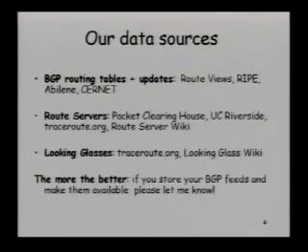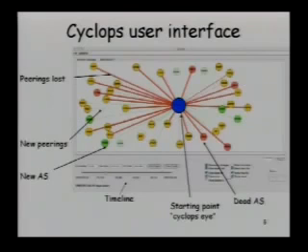The data we use to do this is public data. We use BGP routing tables and updates from RouteViews, RIPE. We also use route servers, looking glasses, and other sources. The point is, the more data we have, the better, because we get more complete topologies, and we can see more things going on in the network. If you have a feed that is publicly available and you want to share it with us, please contact me after the talk.